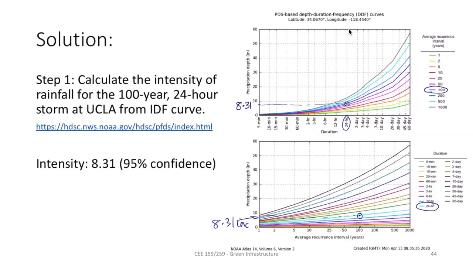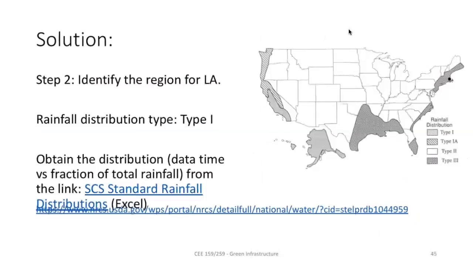So now I asked you to calculate the unit hydrograph, which means you have to draw the shape in such a way that the total amount of rainfall in 1 hour will be not 8.31, but 1 inch. Okay, so that's what you have to do. So let's see how you do it.